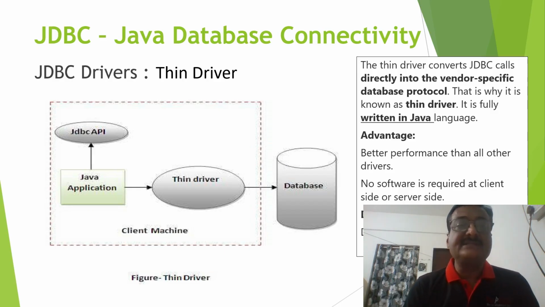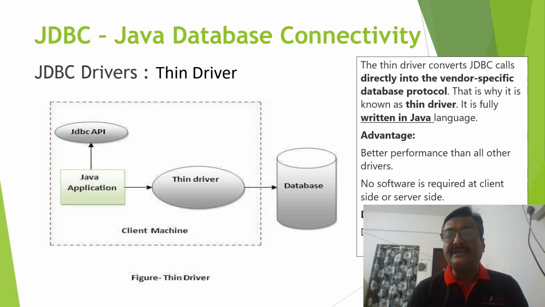The fourth one is the JDBC thin driver. The thin driver is completely written in Java. The main advantage of this thin driver is that no intermediate interface is required. It directly takes the calls of the JDBC API and converts them into database calls. So no software is required to be installed at the client side or the server side. Nowadays, most database connectivity uses this type 4 driver, that is the thin driver.